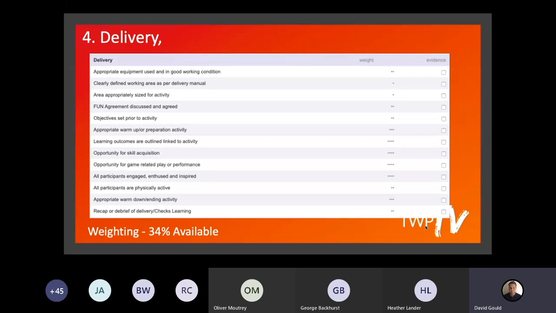But actually, if the behaviour is really good, could you refer back to it and go, Charlie, well done. You are smashing our fun agreement by having lots of fun and you're showing me that you're learning lots. So we can always refer back to it in a positive, not just in a negative as well.